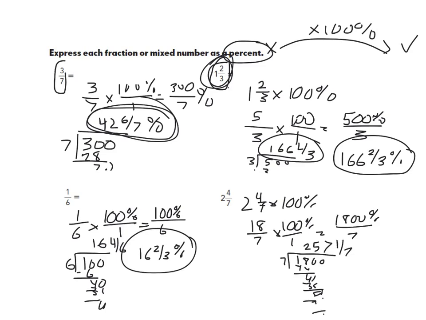I've got 257 1/7%. That's tough. It's a hard one, but it can be done. If something wants to be a percent, just multiply it by 100%.